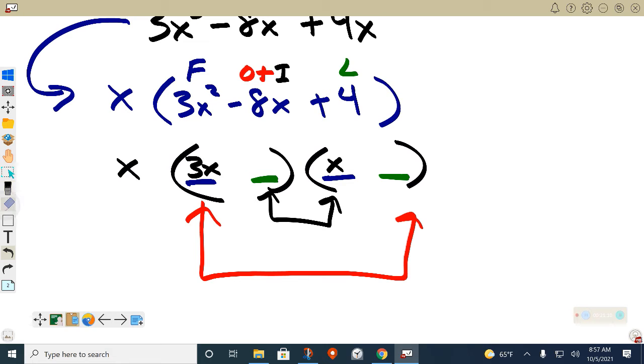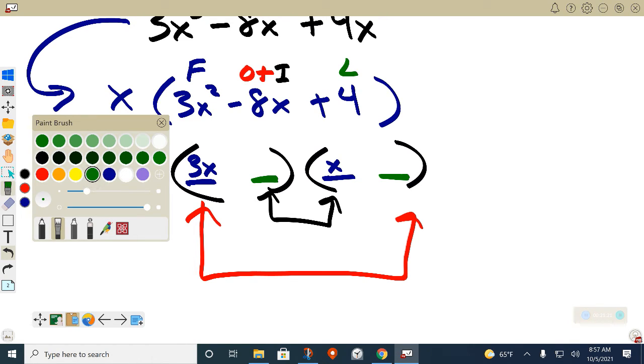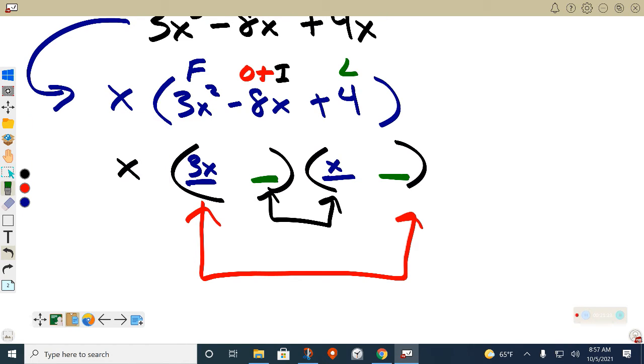Actually, I should have put that in blue. Let me stay consistent with the color coding. So 3x, x. The last for 4, I can go 2 and 2, or 1 and 4, or -1 and -4. Because look, we have a negative 8x, so we might have to mess around with some negative and positive shortly. But right now, I'm gonna stick with a 2 and a 2. How about that?